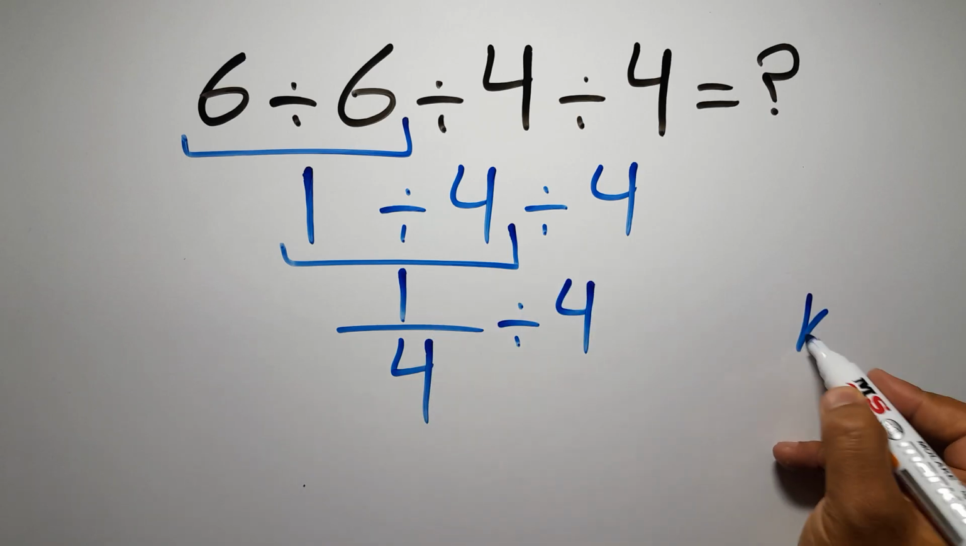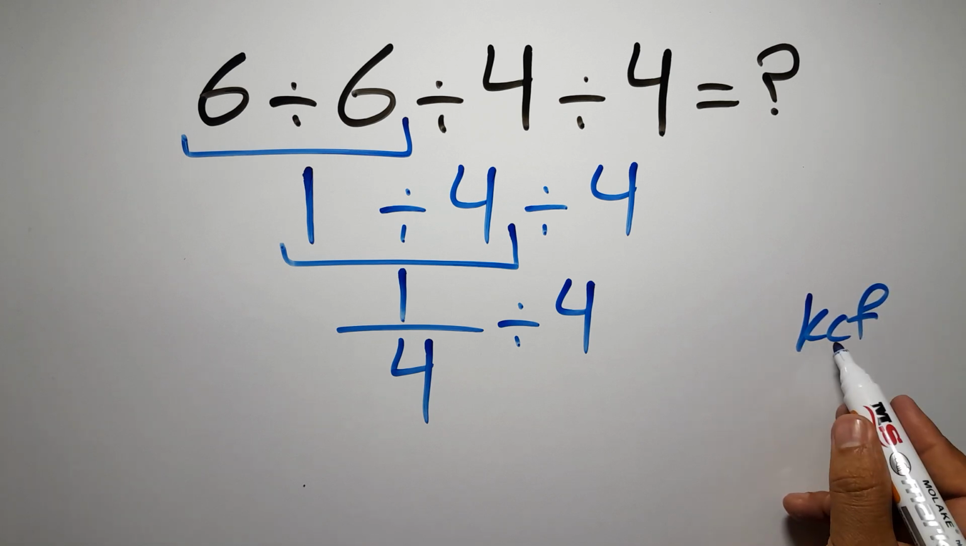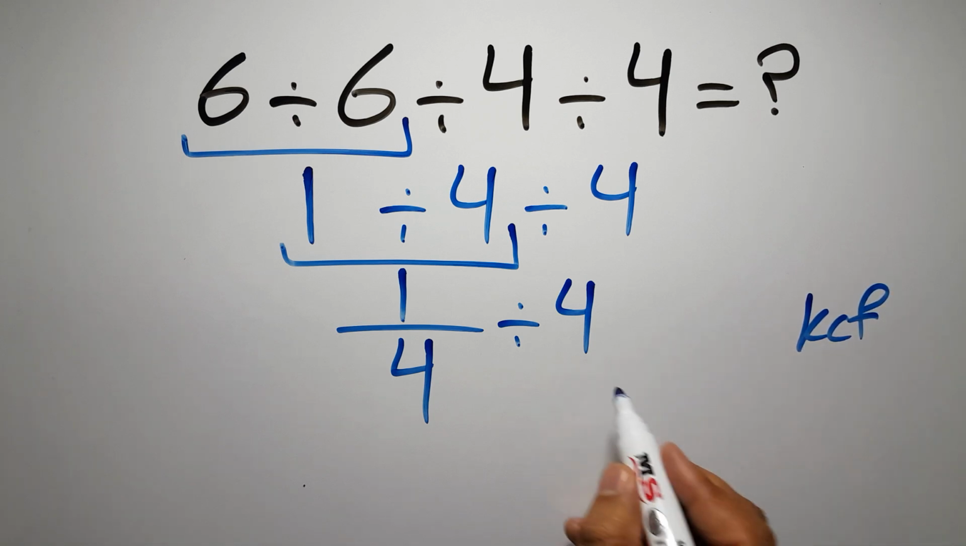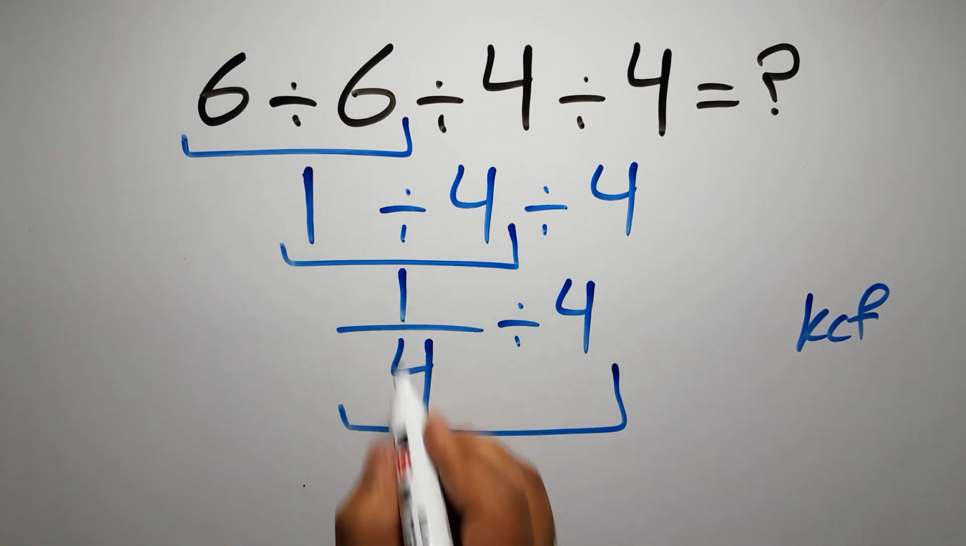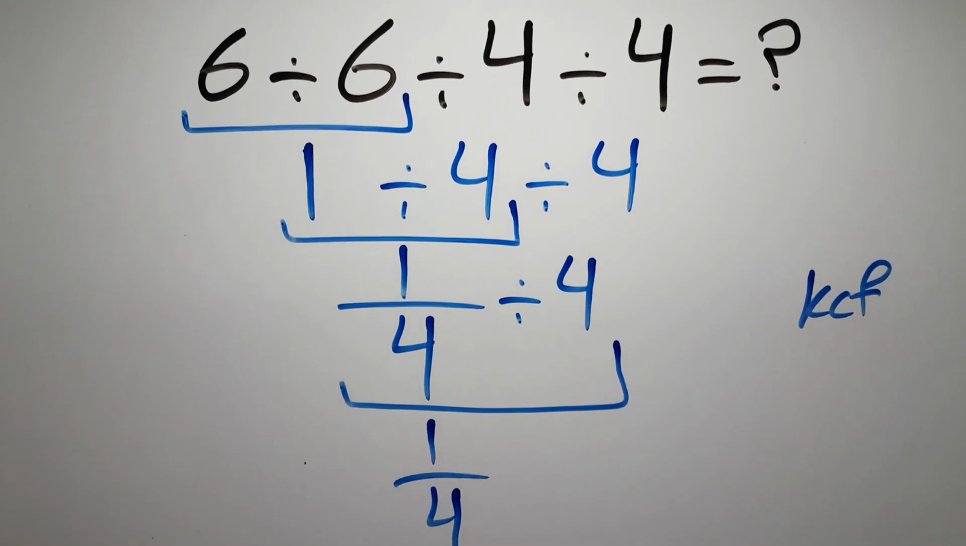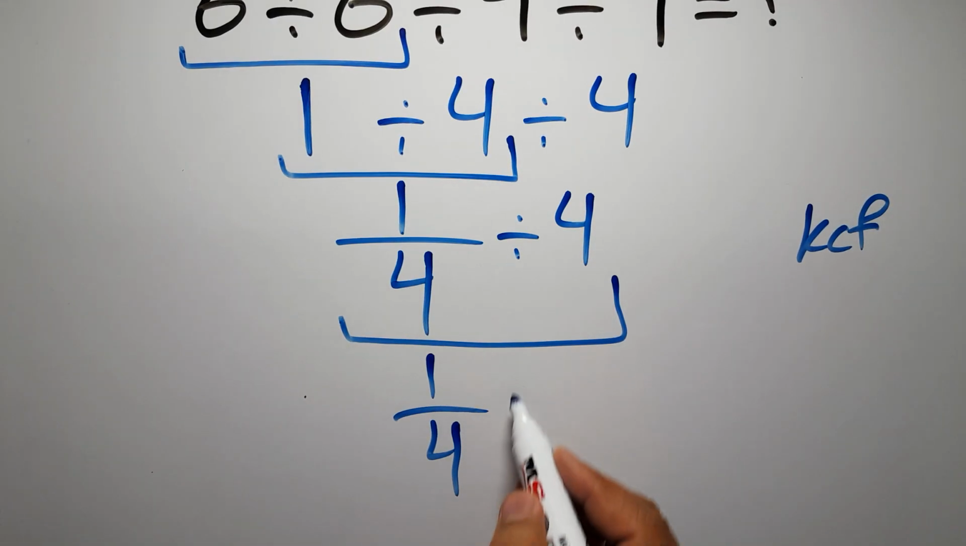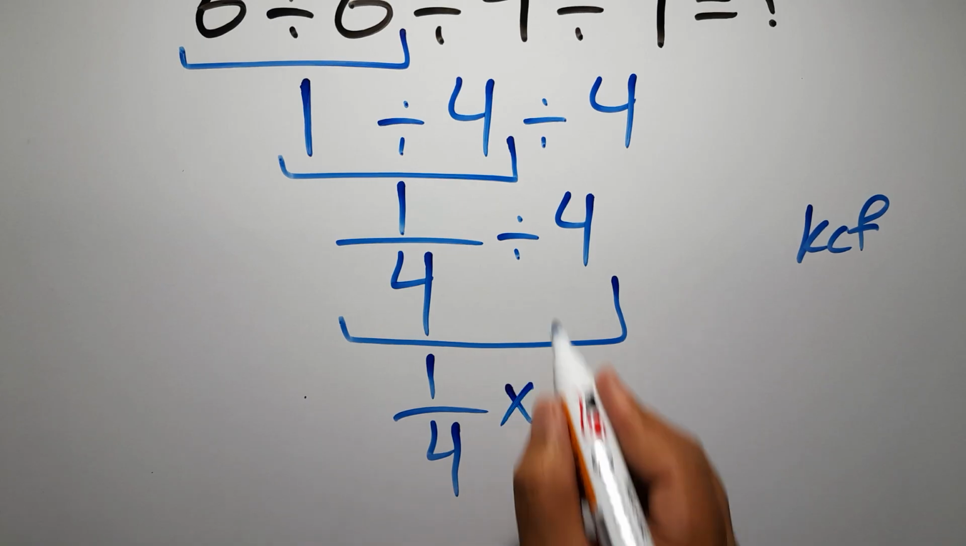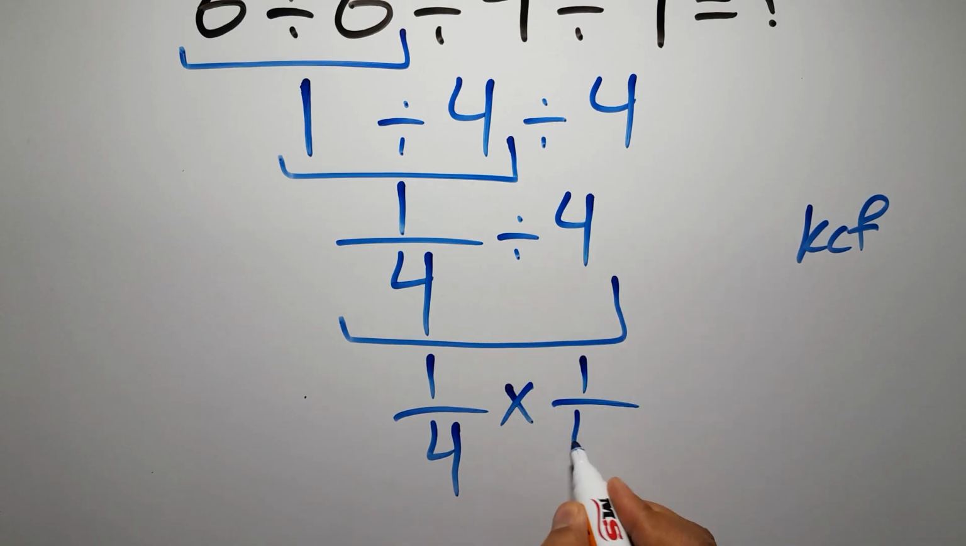According to the KCF rule, K stands for keep, C stands for change, and F stands for flip. We can write keep the first fraction, 1 over 4, change division to multiplication, and flip the second fraction.